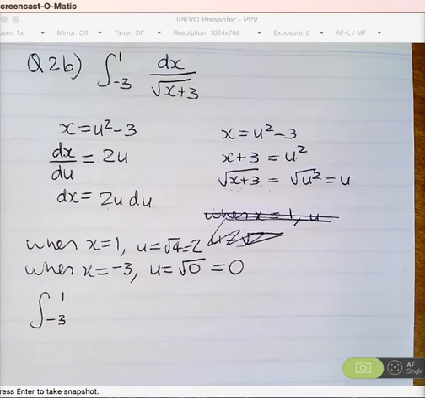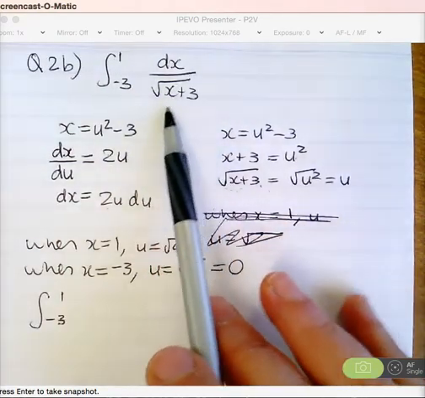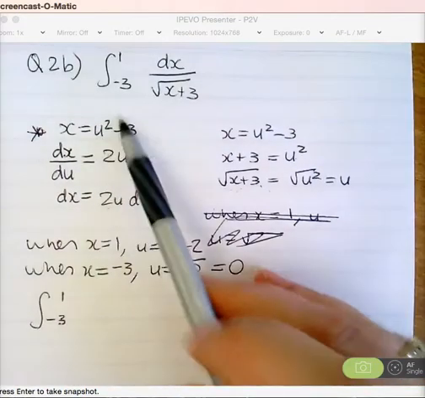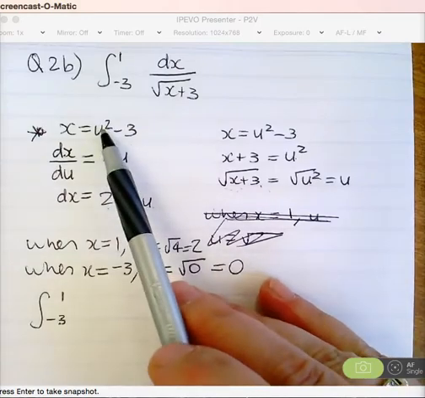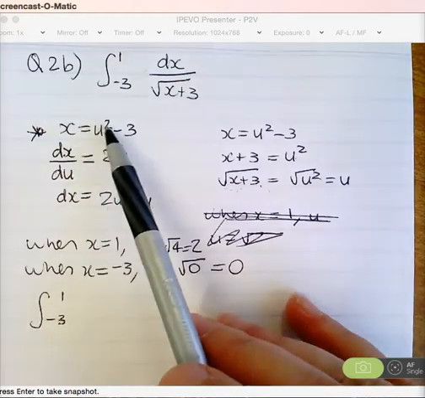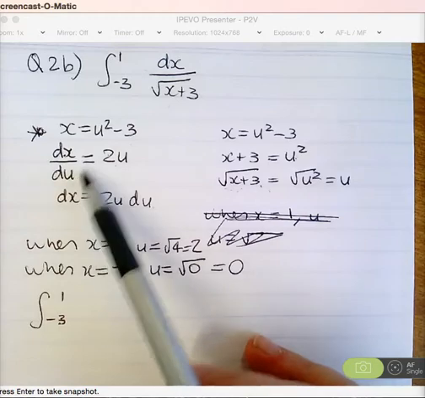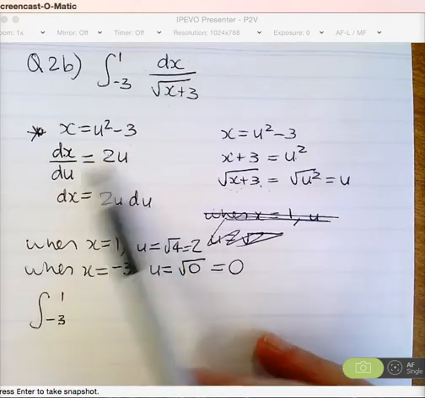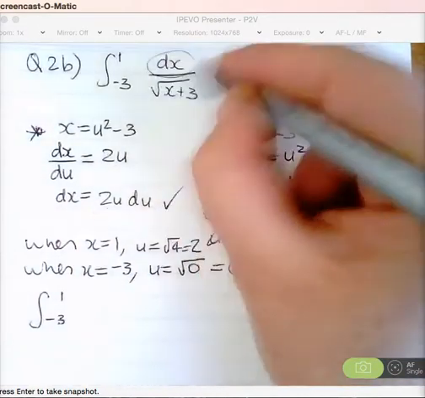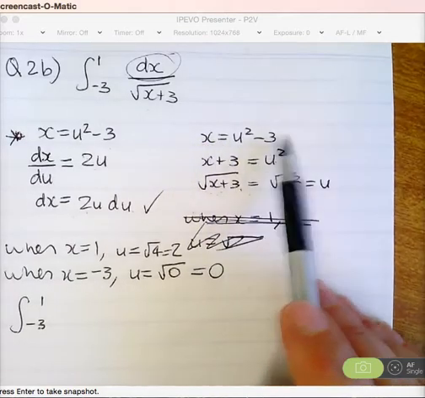We're back. Question 2b, integral between 1 and negative 3 dx over square root of x plus 3. This is the substitution that you're given. X is u squared minus 3. You do not need to make u squared the subject, otherwise you're going to have to square root it to do the du dx. So there's nothing wrong with doing dx du. So we get dx du is 2u. So that means that dx is 2u du, and that's a good substitution for up here. So that's good. Then we look over here, x is u squared minus 3.